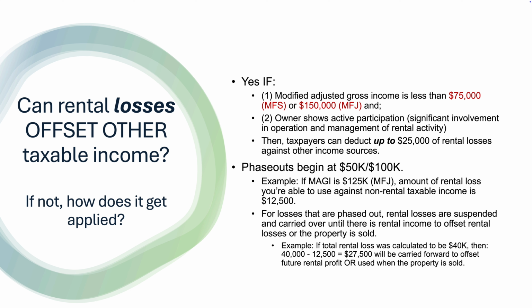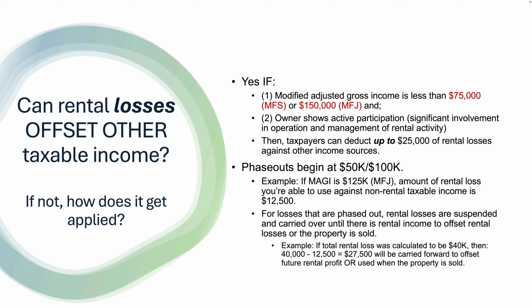So let's just say, for example, I make $62,500 and I'm single. Half of this $25,000 would be deductible against my W-2 or interest, dividend, and capital gain income. The rest would be carried forward to offset future rental profits or until I sell the property. Pretty much, if you're within the phase-out range, so $50,000 to $75,000 if you're single or separate, or $100,000 to $150,000, like for example, let's say $125,000, only half of this $25,000 of rental losses can be used against other income sources. So the closer you get to $150,000, the less of this $25,000 limit can be used against non-rental income.